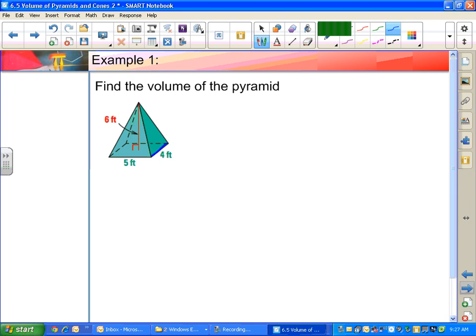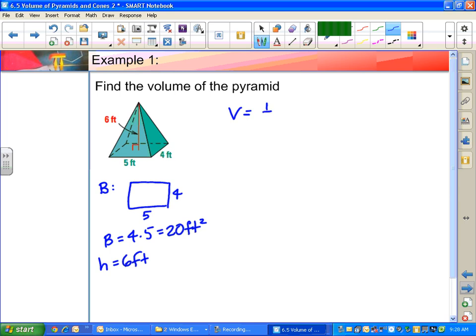So notice that the base of this pyramid is a rectangle. It would form a rectangle if you just drew the base. Kind of looks like this. This length is 4. This length is 5. So the area of the base is 4 times 5, which is 20, and in this case it would be 20 square feet. The height of this pyramid is easy. It's already given to us. The height is equal to 6 feet.